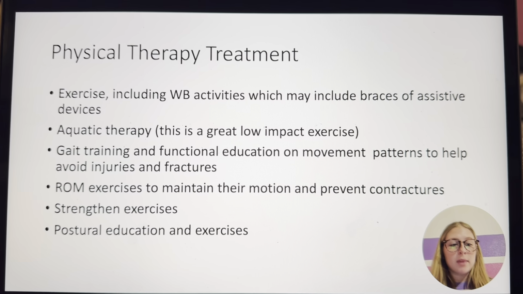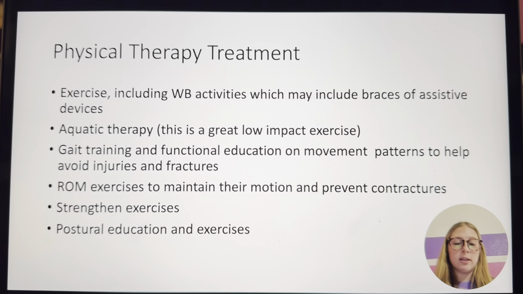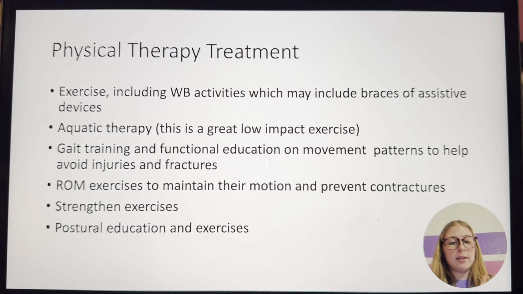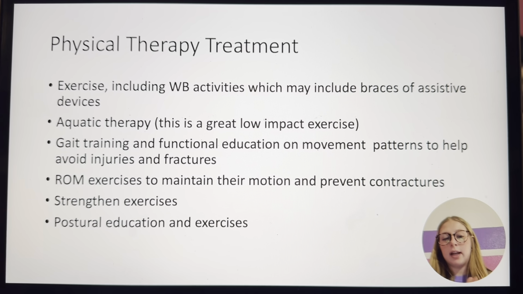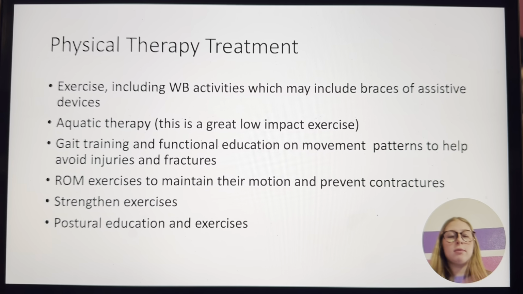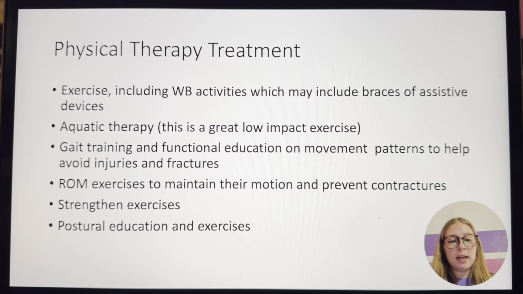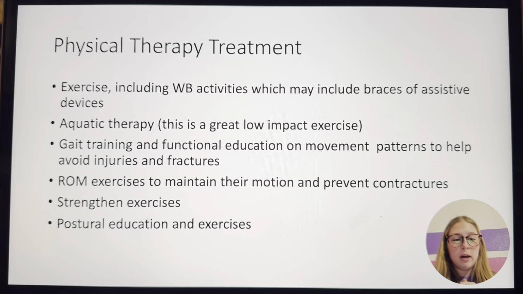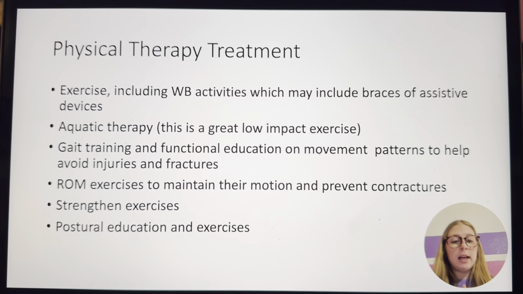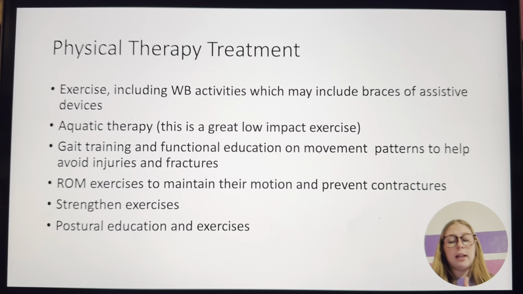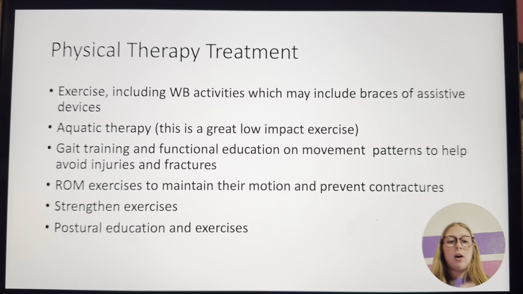Range of motion exercises to maintain their motion and prevent contractures. This is super important. Strengthening exercises. So even though these patients have brittle bone disease, we still want to do strengthening exercises because we want to build their muscles. They still have to have strength. Now we obviously can't do high intensity stuff, but we still want to build a lot of strength in these patients because they need it. And then postural education and exercises. Again, we want these patients to have good posture. It's going to help all around.